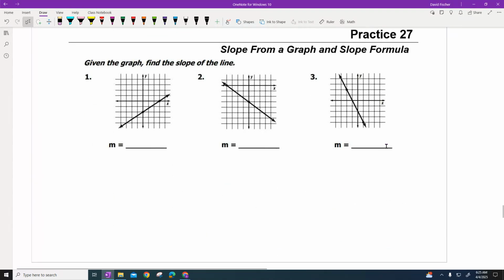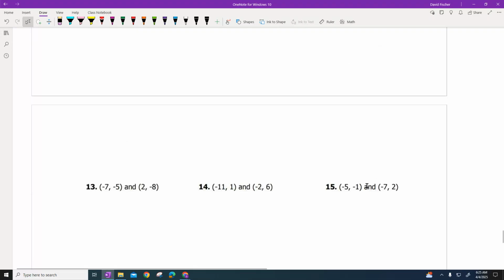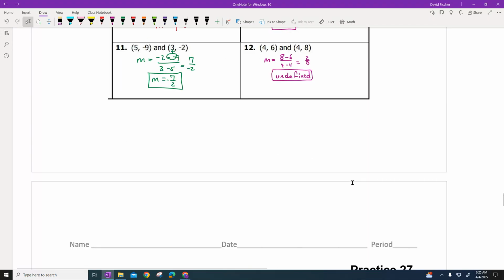Anyhow, you've got just a couple problems there. They say find the slope. That's what m means. Find the slope of those lines. Looks like they're giving you dots on it today, and then several with slope formulas. So you only have 15 problems. So knock that out. All right.